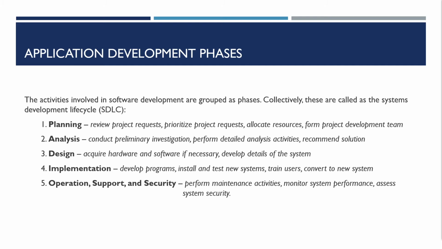Okay, so let's proceed to the main goal or the topic of this module. So we have the phases of the application development. So I think na-introduce na ni sa inyo, so sort of a review na lang, pero I'll be discussing each one of these to refresh your knowledge. So the activities involved in the software development are grouped as phases. So there are 5 phases. So these are collectively called as SDLC, or the software development life cycle. So we have the planning, analysis, design, implementation, and then the operation, support, and security.